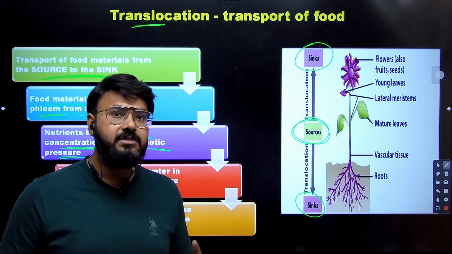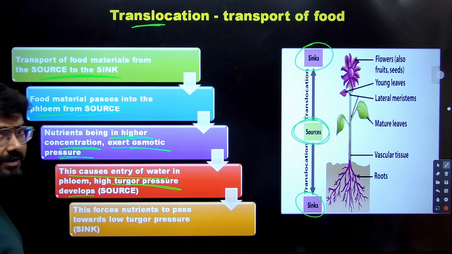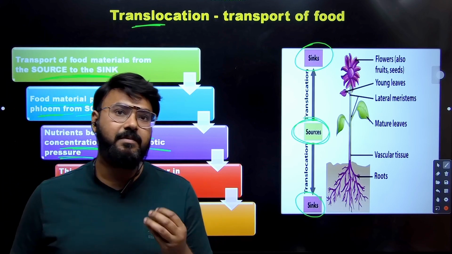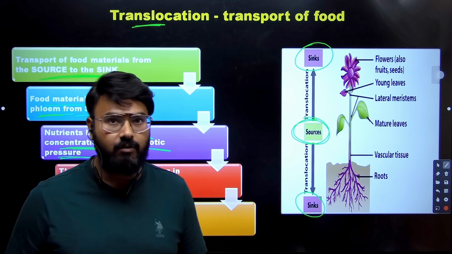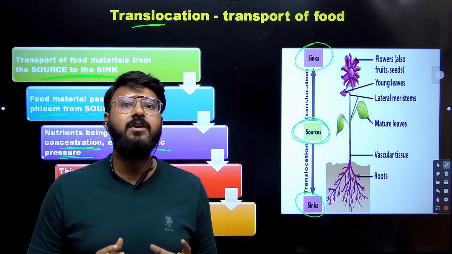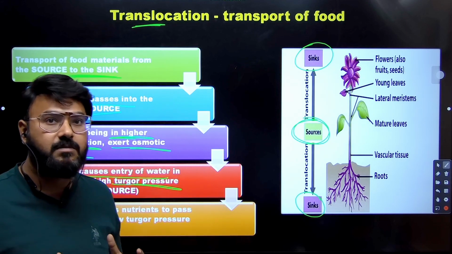When water comes inside the phloem, turgor pressure will be more. Remember, turgor pressure is the internal pressure, a pressure within a cell which pushes the plasma membrane against the cell wall. It is the water-filled organelle, the vacuole, which exerts this pressure on the plasma membrane.